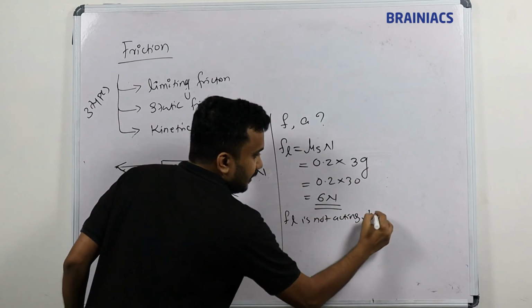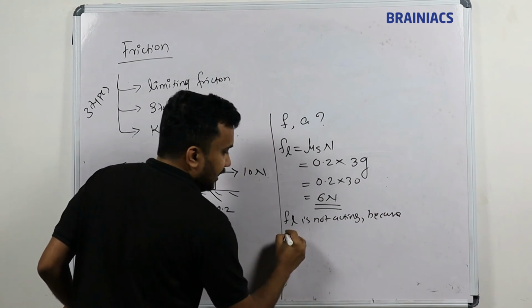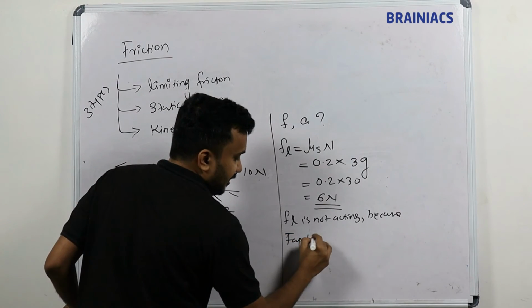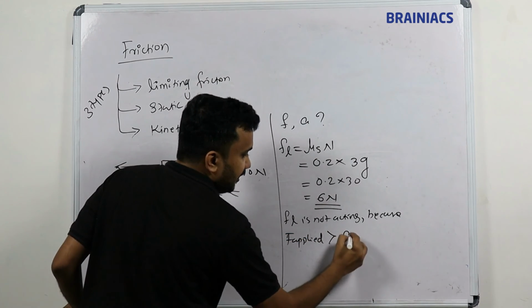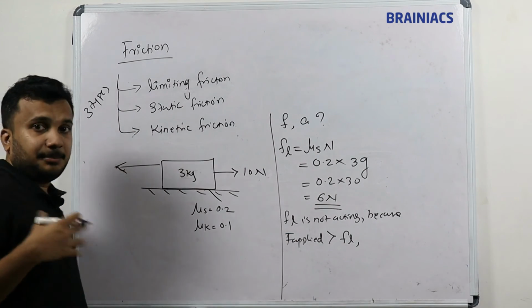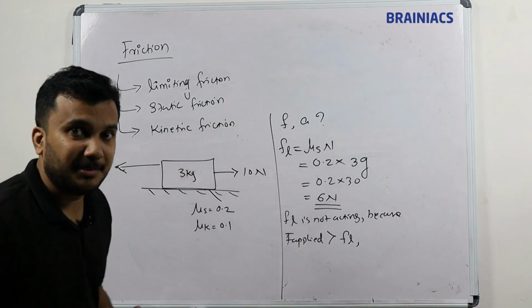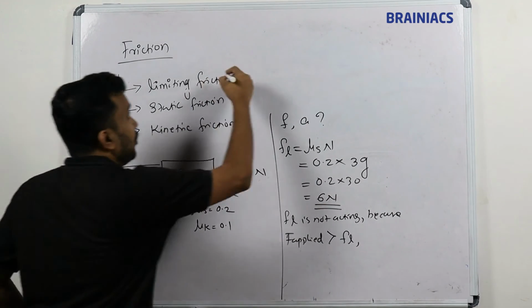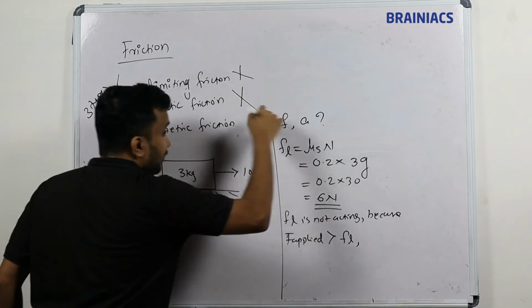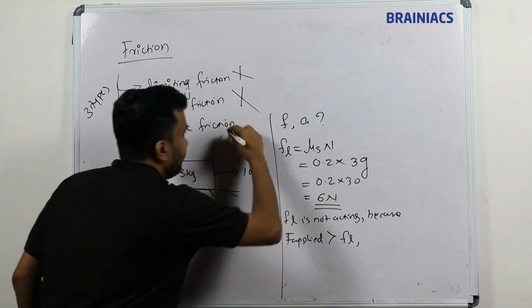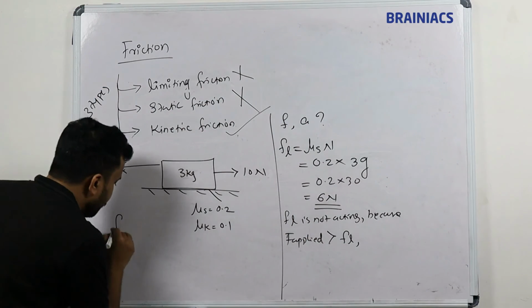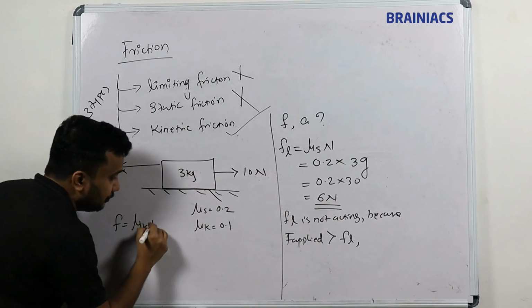What is the reason? Because the applied force is greater than the limiting friction. Whenever the applied force is greater than the limiting friction, we are not in limiting friction, we are not in static friction. Now where are we? We are in kinetic friction. So we are going to find out the kinetic friction's value, which is equal to mu k into N.